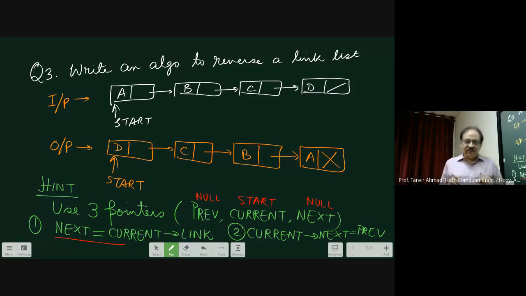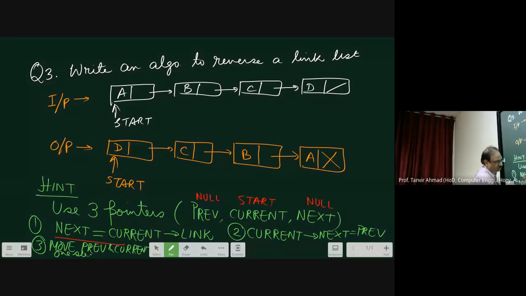But this is just for the reversing. After that you write two more statements, which are nothing but moving previous and current one step forward. There are two nodes, previous and current. What you do is move previous and current one step forward. That will be one step forward.